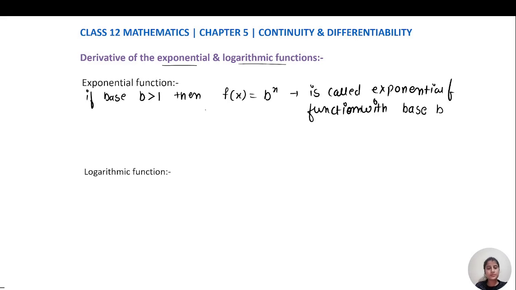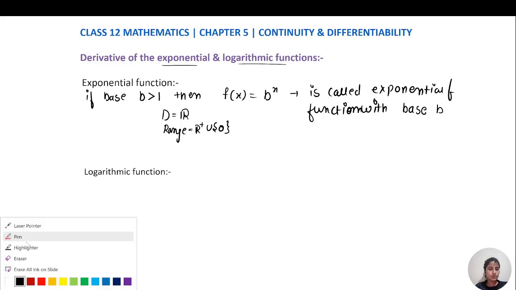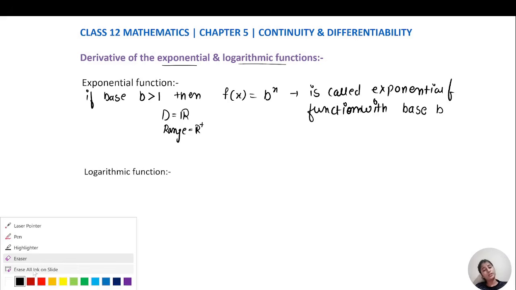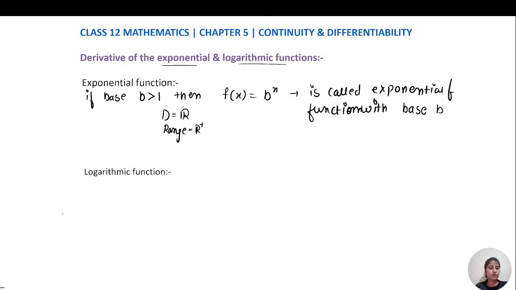Okay, see, its domain is whole R, and if you try to find its graph, you will also find that its range is not whole R. It will take only positive values, that is positive R only. In exponential, 0 will not come. So its range will be only positive R. It will take the 0 value only in the limiting case, which is kind of not a defined thing.